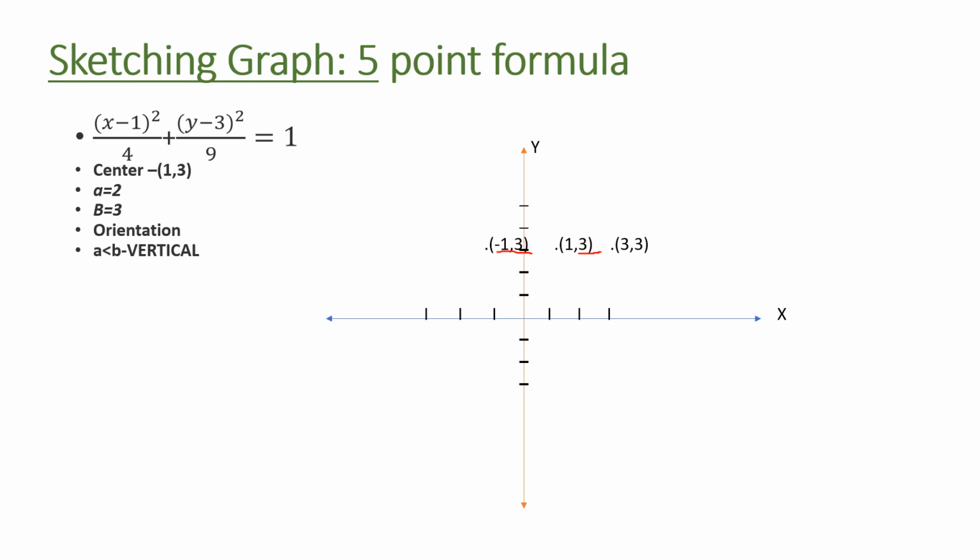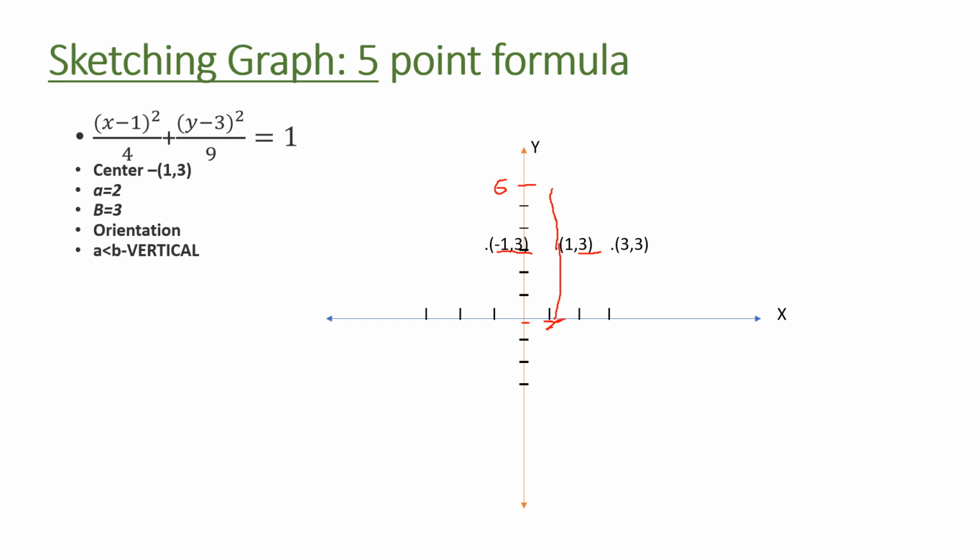Next is the denominator of y square term, which is 3 here. So that means you are going to move 3 steps up. So you were on 3 here, so you will move to 6, 3 steps up and 3 steps down. So you will get 0 here. That means this coordinate.